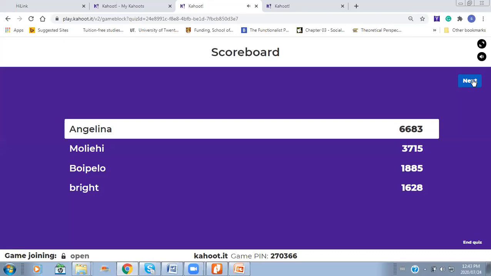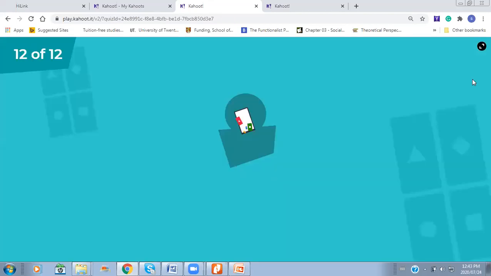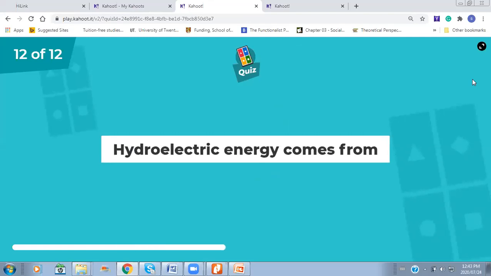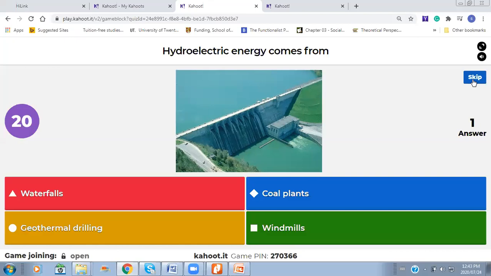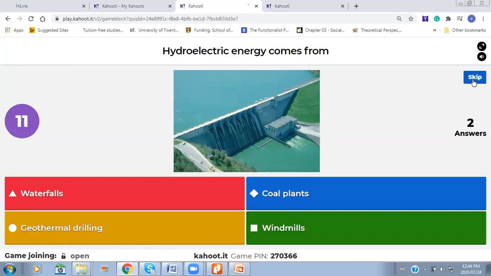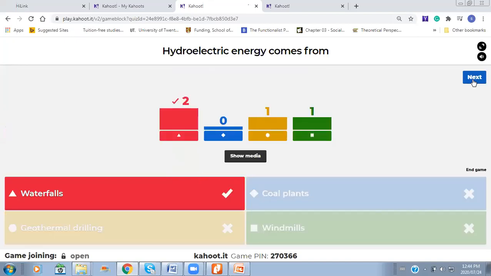All right, so it's still Angelina. Last but not the least, hydroelectric energy comes from where? Waterfalls, coal plants, geothermal drilling, windmills. Let's go on. Wonderful. Waterfalls. 2 people got this one right.